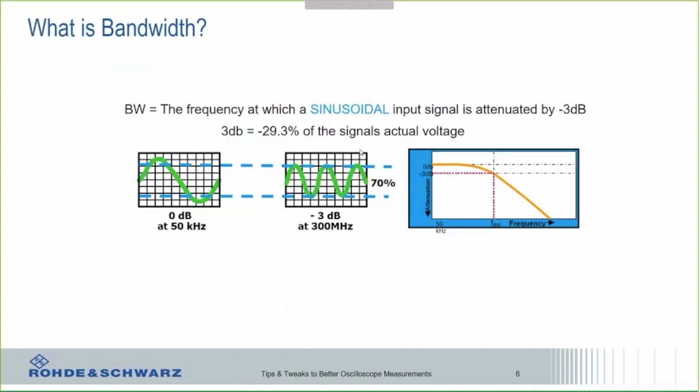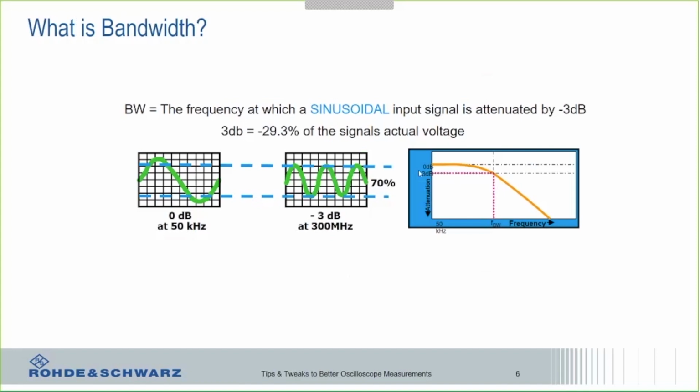So with that, bandwidth is basically the frequency at which a sinusoidal input signal, so a sine wave coming in, is attenuated by 3 dB. This is the specification that all oscilloscope manufacturers use. When they're talking about an oscilloscope having a certain amount of bandwidth, it's going to be with a roll-off that up to 3 dB down is going to be within specification.